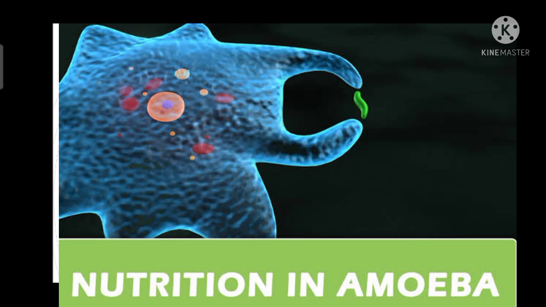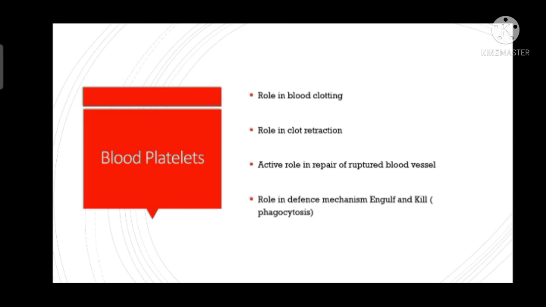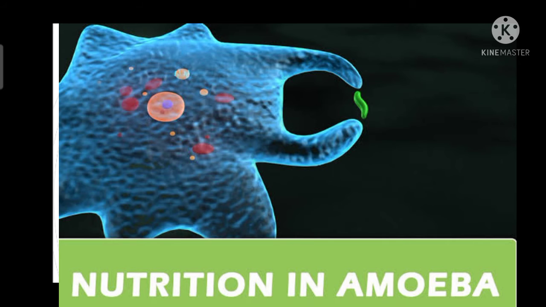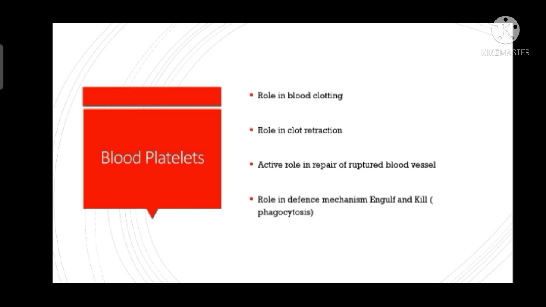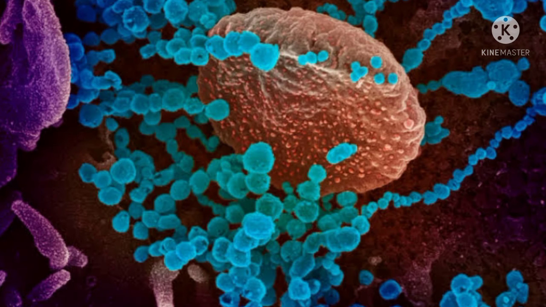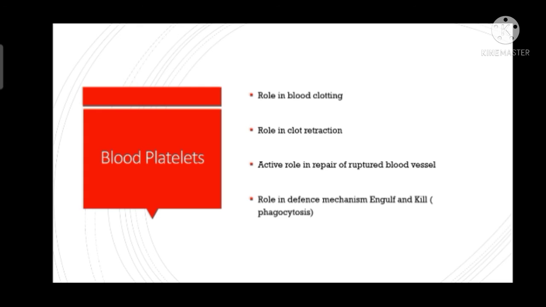So how does it actually help to capture the foreign object or the virus or bacteria that has entered into the body? So like we talked about the amoebas, it has pseudopodia that actually engulf the food. So here also in the same way it will engulf the foreign body and damage it. So this process is known as phagocytosis. So phagocytosis is the process in which the blood platelets will actually engulf the foreign body and kill it and damage it. So that is it in today's video, guys.